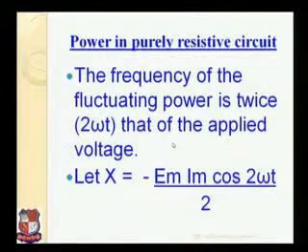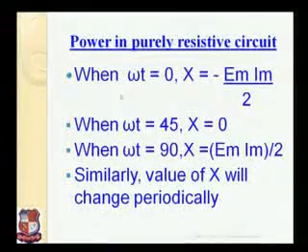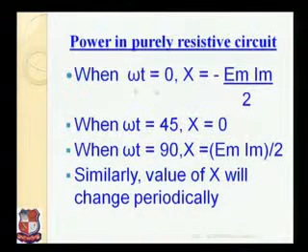Now assume that this is our fluctuating part, and we denote it by x, so x is equal to minus Em Im cos 2 omega t by 2. As this fluctuating part changes with respect to time, we change the value of omega t and find the value of x for different values of omega t. So initially keep omega t equal to 0. For omega t equal to 0, x is equal to minus Em Im by 2, because cos 2 omega t is equal to 1 for omega t equal to 0.